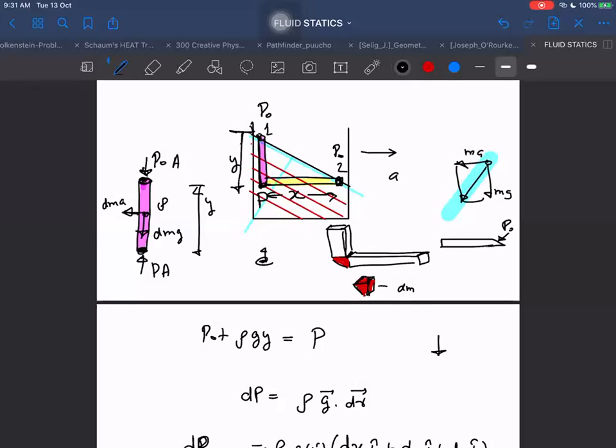And that was correct. Then I proved that if this pressure is P naught, if I take it like this also, then this pressure also will be P naught only. That was the whole purpose of this. Okay, sir.